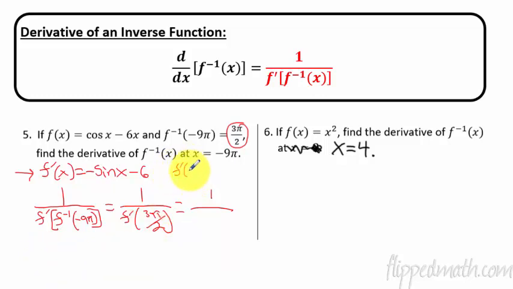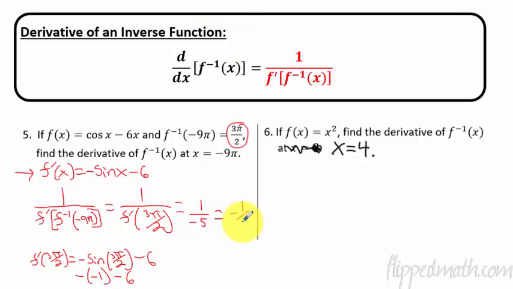F prime of 3 pi over 2 is going to equal negative sine. Okay, I ran out of room, so I'm going to move it, which you can't do on your paper. So you're like, dang it, Mr. Bean, and now you're erasing. Well, I'm doing this: negative sine of 3 pi over 2 minus 6. What is that? Sine of 3 pi over 2 is negative 1. So I have negative 1 minus 6. So negative 1 minus 6 is negative 5. So my answer then is negative 1/5.